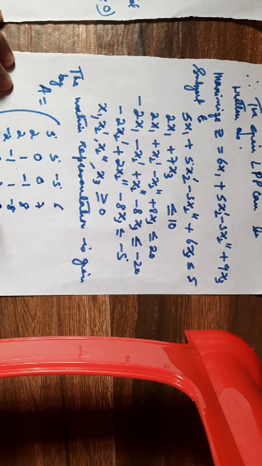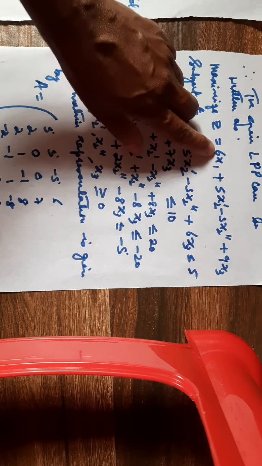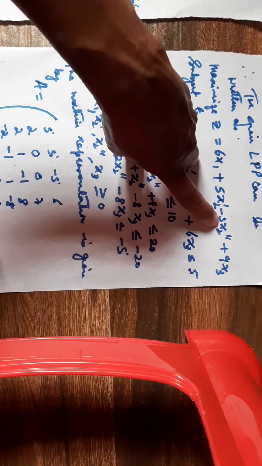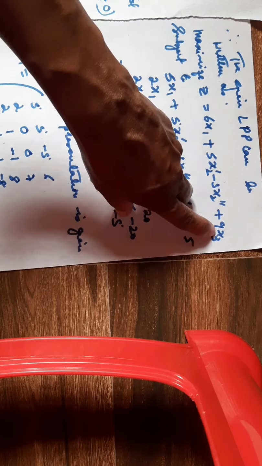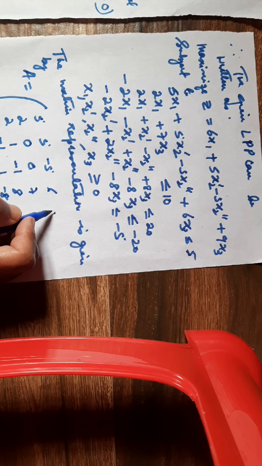Now the last row has to be the one that is given by the coefficients of the objective function, so it will be 6 here, 5, the coefficient of x2 prime, it is minus 5, and then 9, and in the last column it should be the value of the equation.